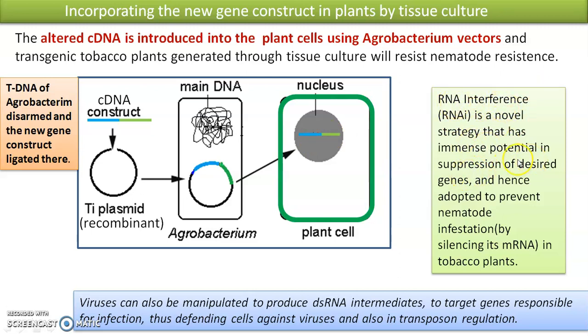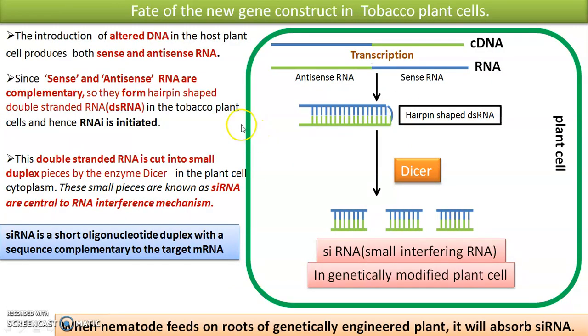RNA interference is a very novel strategy to suppress any gene that you don't want to function. So this way it will prevent nematode infestation. How? This is going to act further. This double-stranded inverted cDNA, that is the construct we made, is going to trigger the whole mechanism of RNA interference. Even viruses can be manipulated to introduce these double-stranded RNA intermediates into any host organism. Okay, so that can be done. We are here talking about infection by agrobacterium.